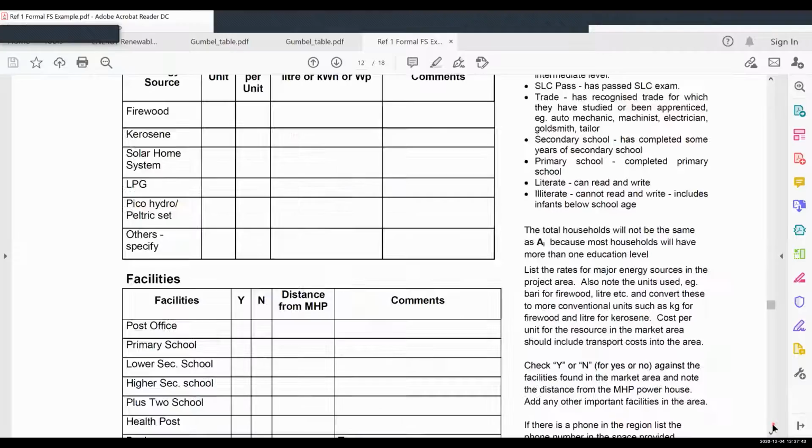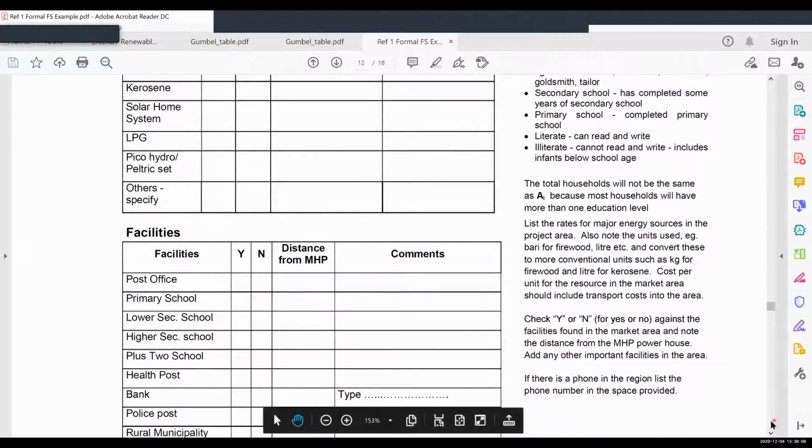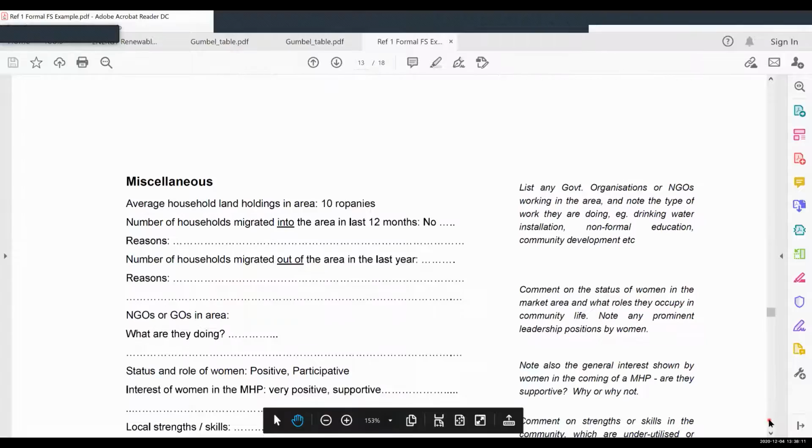What is the education level? What are the current energy sources? Nowadays you can also finance micro hydro projects using carbon offsetting. You can buy carbon credits, no? For that, we are displacing other fossil fuel, greenhouse gas emitting sources. This is very important. What are the facilities, the post office, just to give you a socioeconomic concept. And what are the average household land holdings? How many, like in hectares or unit? Ropani is a unit in Nepal, but it could be different.